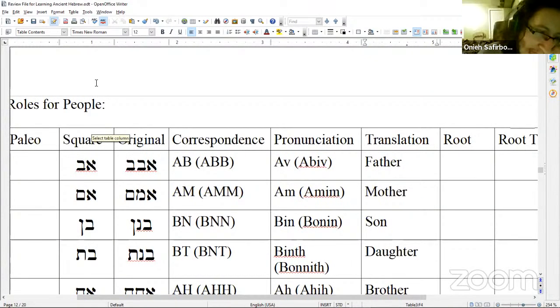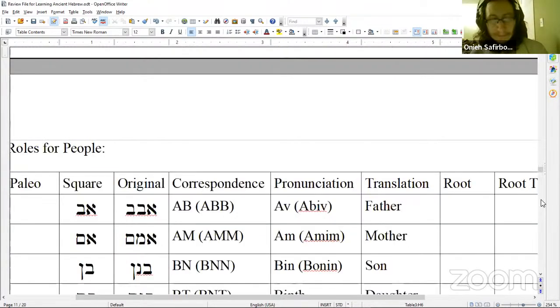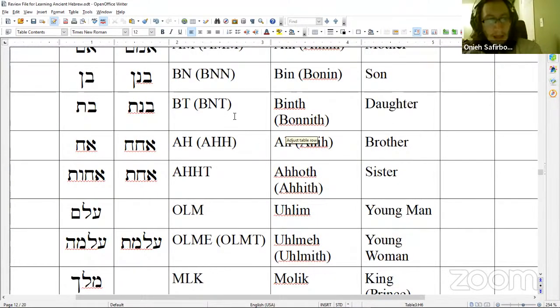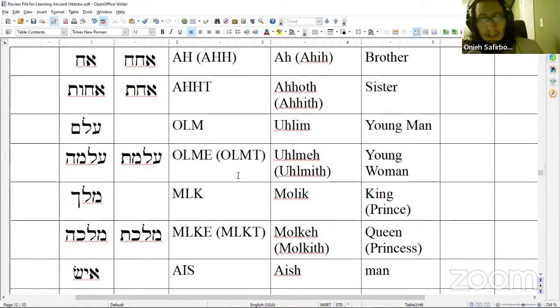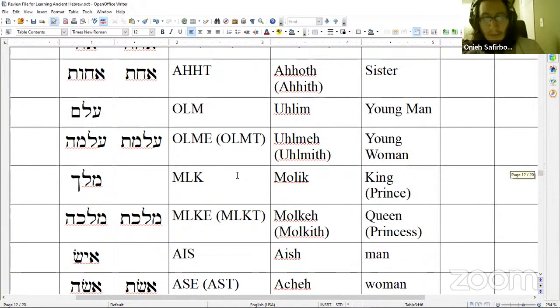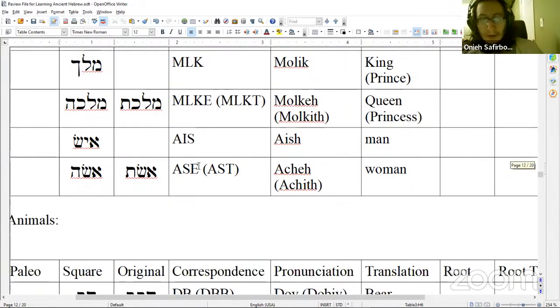Then for roles, we have Av or Abiv, which is father, Am or Amim, which is mother, Bin or Banin, son, Binth or Banith, daughter, and Ahith is brother, Ahath and Ahith, sister, Alim is young man, Alma, originally Almith, young woman, Malik, king, originally prince, and Malka, originally Malkith, is queen, originally meant princess, Aish is man, Acha, originally Achith, woman.